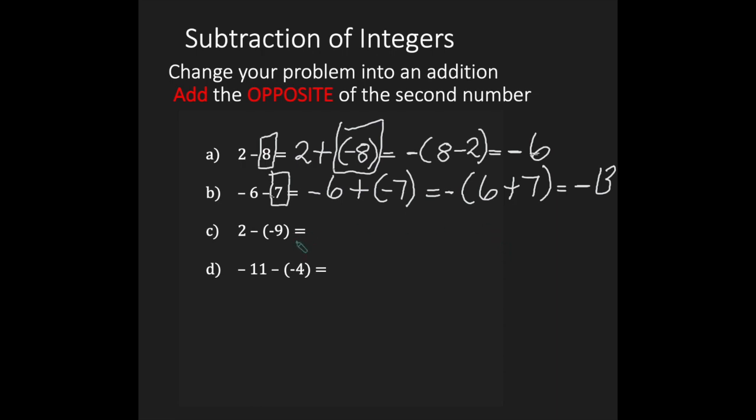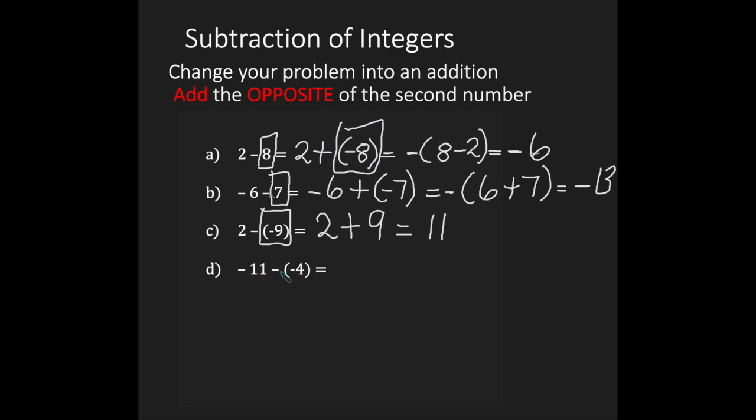Let's look at C. We're soon finished. We have 2 minus negative 9. As always, keep the first integer. We're going to add the opposite of your second integer. My second integer is negative 9. Its opposite, positive 9. Now this is a fairly easy one. 2 plus 9 is 11.